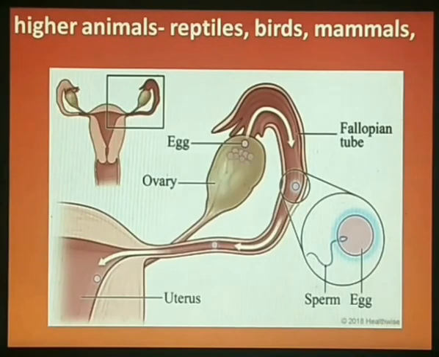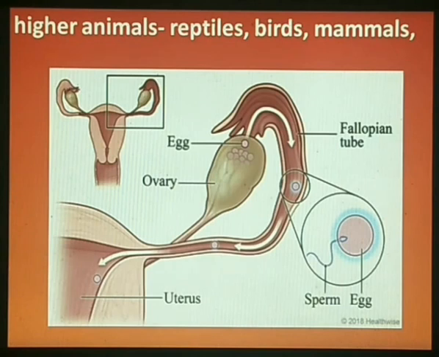In higher animals too, such as reptiles, birds, mammals, and also human beings, who come under kingdom Mammalia, the gamete is present in the ovary, which will be released in the fallopian tube, and there is a particular site where the fertilization will take place. So this way we see that in terrestrial animals the fertilization will be within the female body.